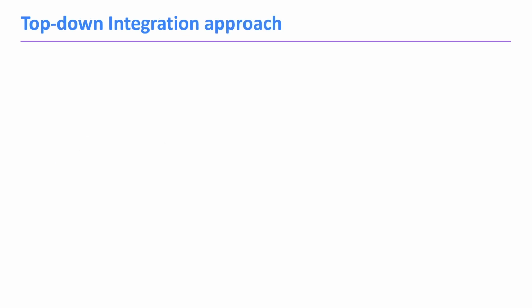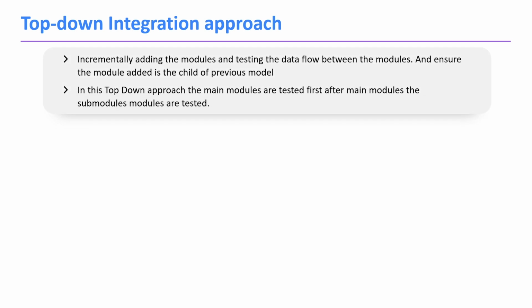Next is the top-down integration approach. In the top-down integration approach, we are incrementally adding the modules and testing the data flow between the modules, and ensuring the module added is a child of the previous module. Whenever we develop software, we incrementally add the modules. First we develop one module, then we develop a second module, and the second module is integrated with the first module. Then integration testing is conducted. Then again we develop another module, and that module is integrated with the existing module. That is called incrementally adding the modules one by one in the software application, and then conducting the testing. That is called integration testing.